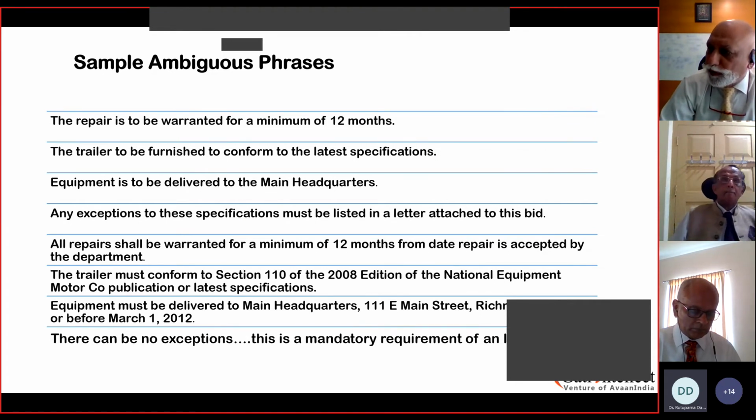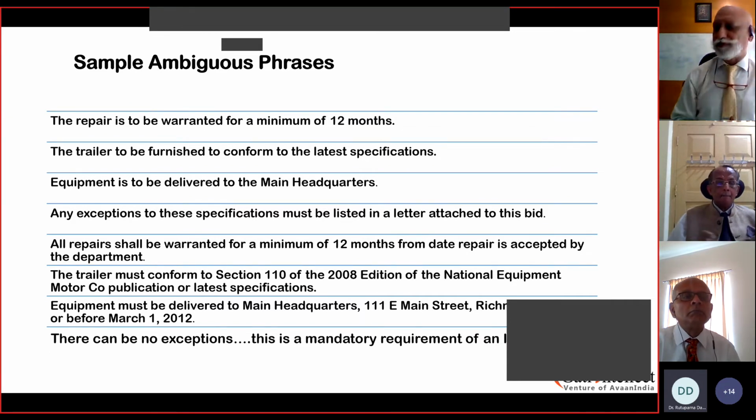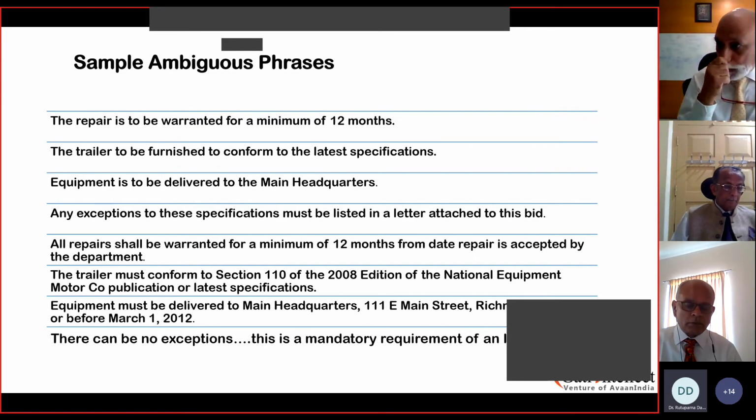All repairs shall be warranted for a minimum of 12 months from date of repair is accepted by the department. Again, very unclear statement. What repair, what equipment to be repaired, it is not clear. So it has to be very clearly specified in the contract or terms of contract, so that the vendor who is executing correctly understands, does not interpret it wrongly, which will not achieve the objective of the contract for which it has been released.